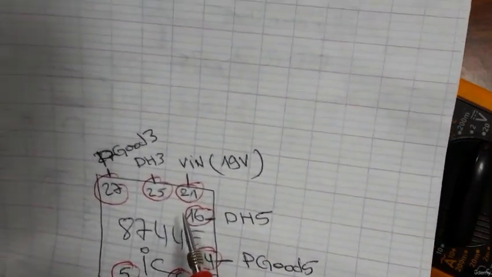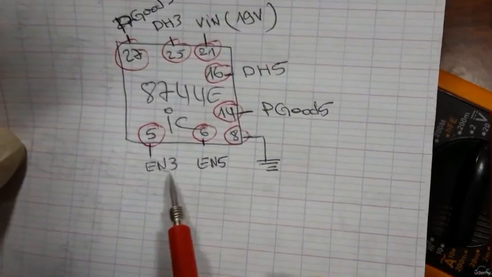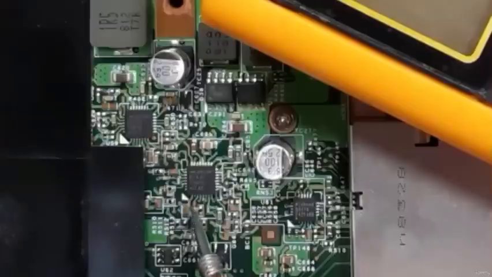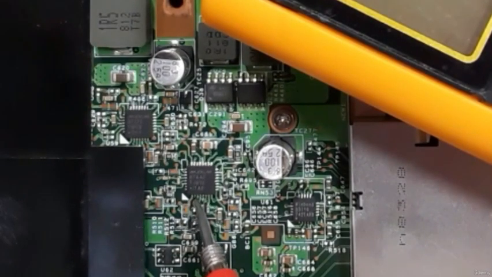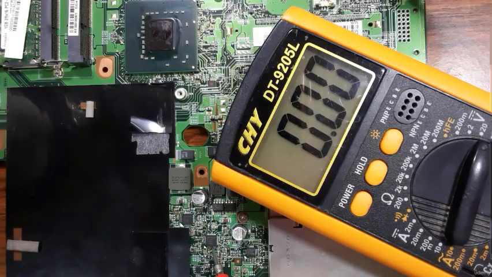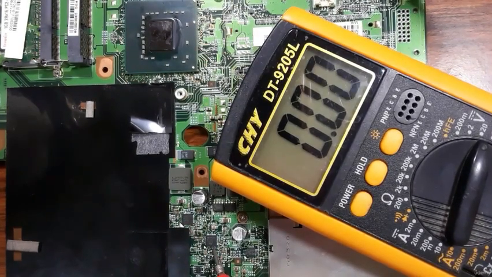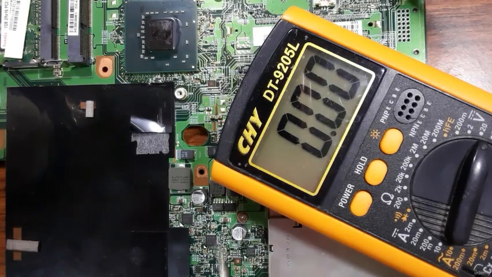Now let's go and check these two signals, enable 3 and enable 5, in pin number 5 and pin number 6. So here we have 1, 2, 3, 4. Here we have 5. So enable 3 is 0 volt. So 6. Let's check 6. Enable 5 is 0 volt. So the IC doesn't receive enable signal. So there is a problem. If the IC does not receive enable signal, it cannot generate 3.3 volt and 5 volts.